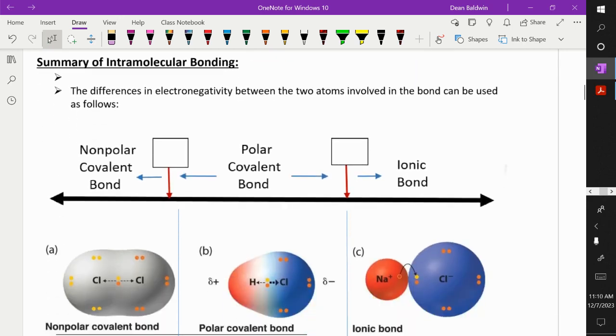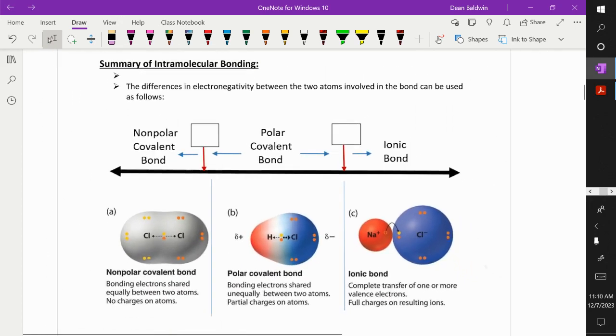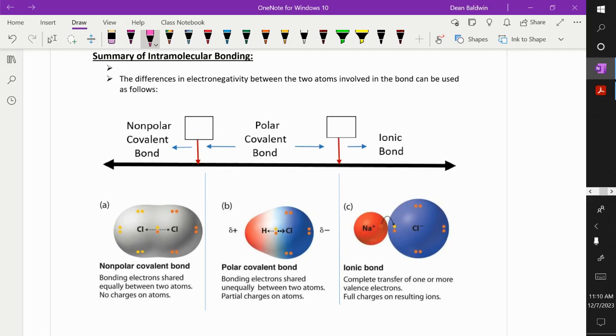All right. So, like I said, it's more of a scale. So this end is, if these are electronegativities, ENs going this way, this end is 0. If there's no electronegativity difference, it's a non-polar covalent bond, no charge. You get equal sharing. And you get 0 only if it's 2 of the same atoms.